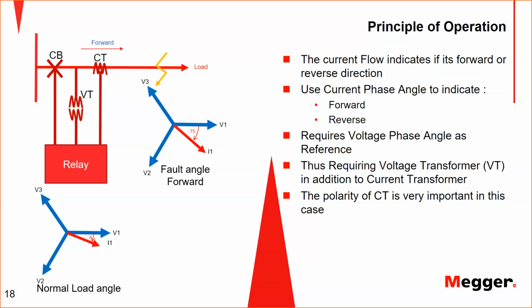Now, to do this angle arrangement, you have to have a reference. Usually or always, the reference used is voltage. So I need a voltage to use as a reference for the current, to know whether it is in the forward or reverse direction, and I need to know how that reference works. The most stable quantity I can depend on is the voltage. Yes, it will drop down during a fault, but I can still depend on it under those conditions.